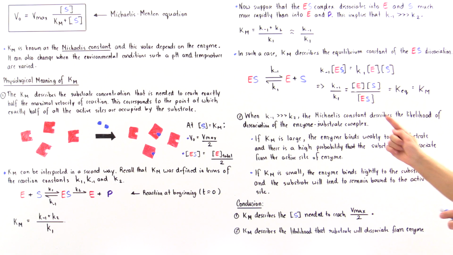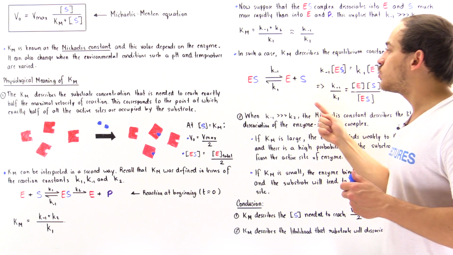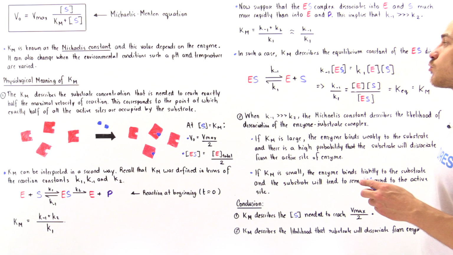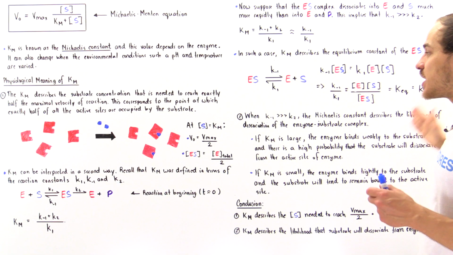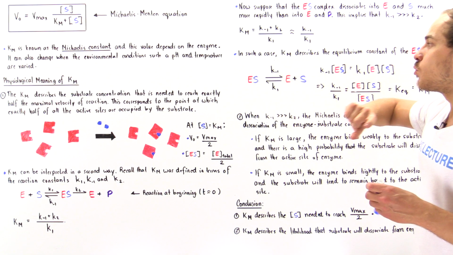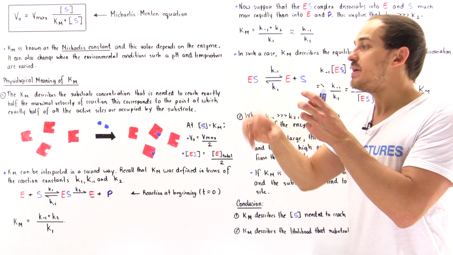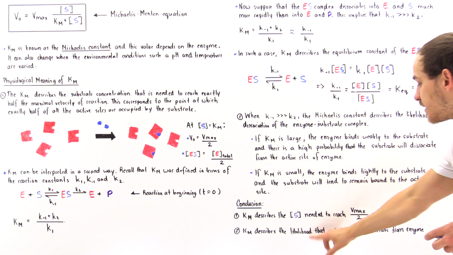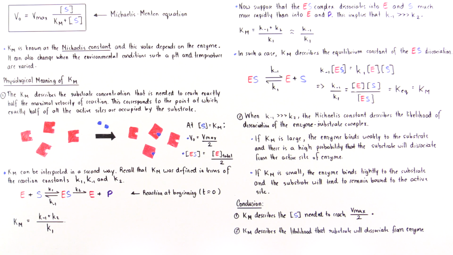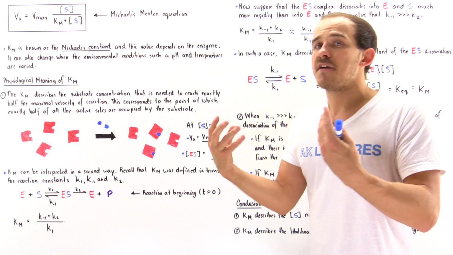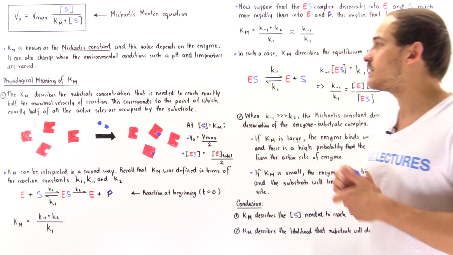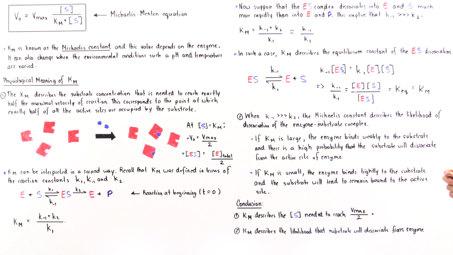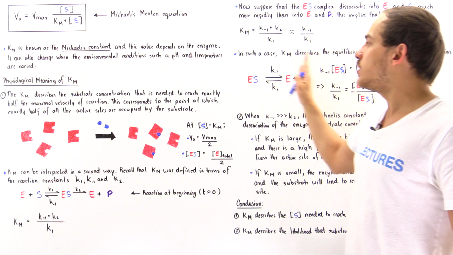from the enzyme. If Km is high, that means our dissociation constant is high, and so our equation will shift towards the right side, and that means our complex will be very likely to actually dissociate into these products. But if the Km is very small, then that means it binds very tightly, the substrate binds tightly into the active site of that enzyme, and so the equilibrium will shift this way.